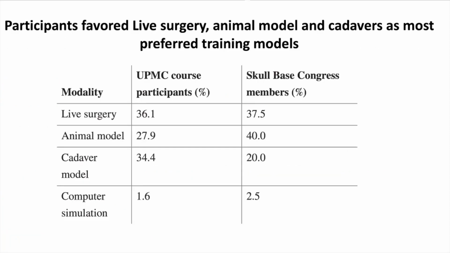The participants in the two courses, UPMC and skull base Congress participants, favored live surgery, animal model and cadaver model as against computer simulations. So the percentage of people favoring the three types of model, that is live surgery, animal model and cadaveric models, was higher compared to computer simulations.